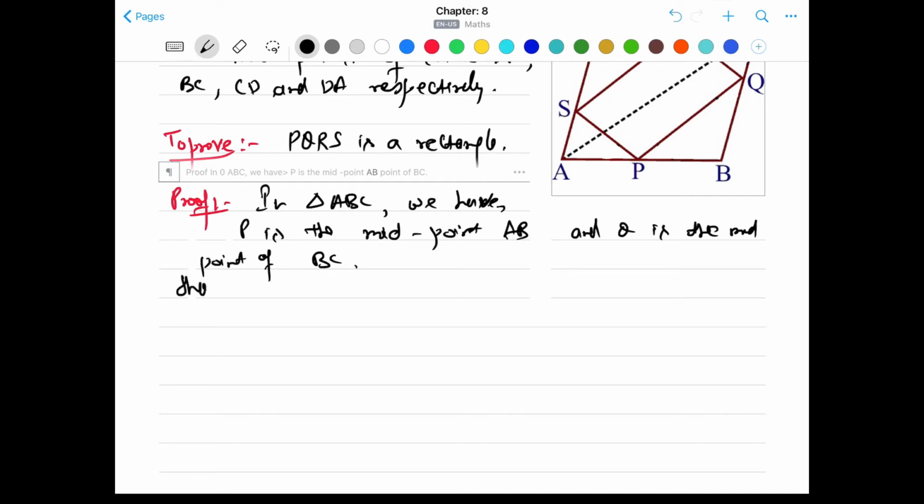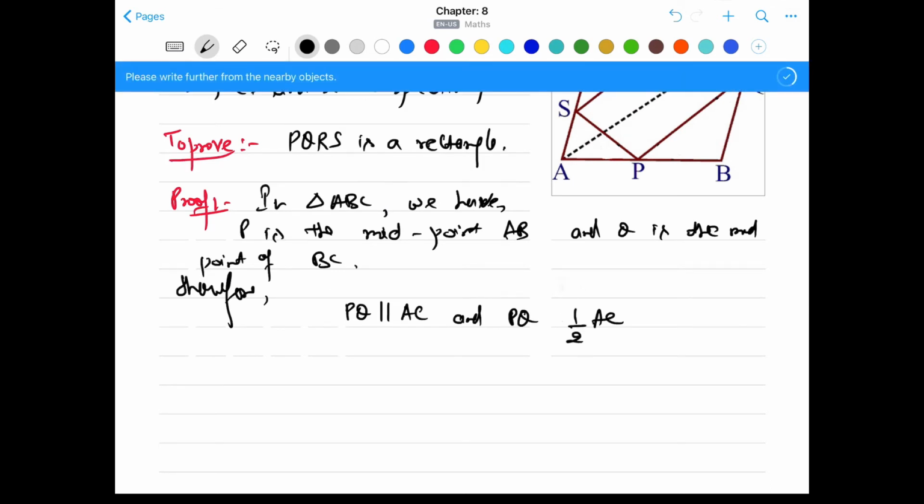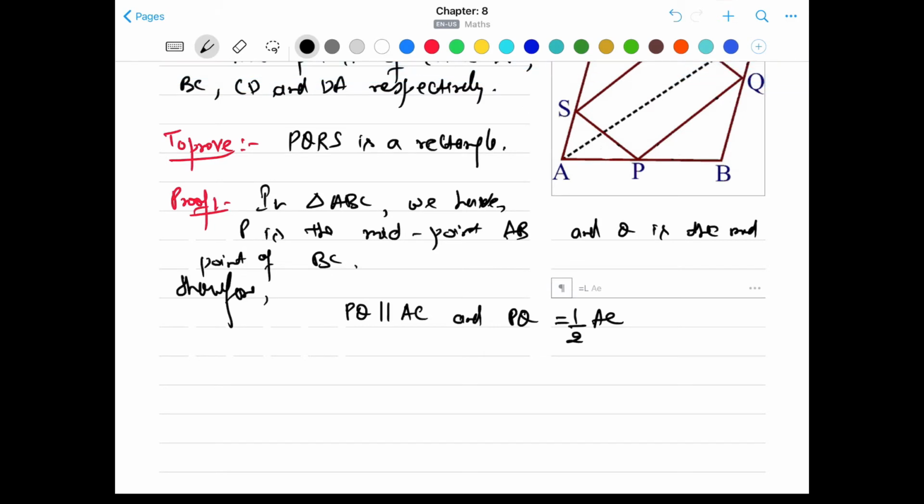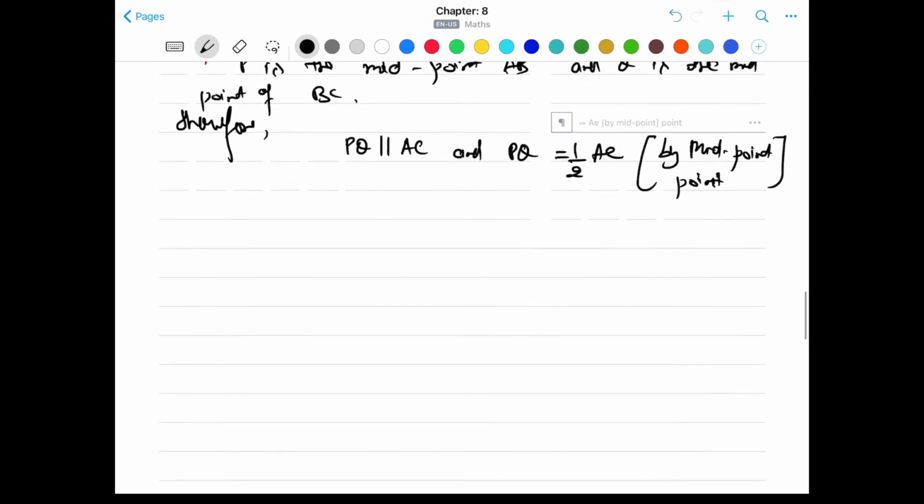Therefore PQ will be parallel to AC and PQ will be equal to half of AC, and that too by the midpoint theorem, which says the line segment joining the midpoints of two sides will be parallel to the third side, and also the line segment will be half of the third side.